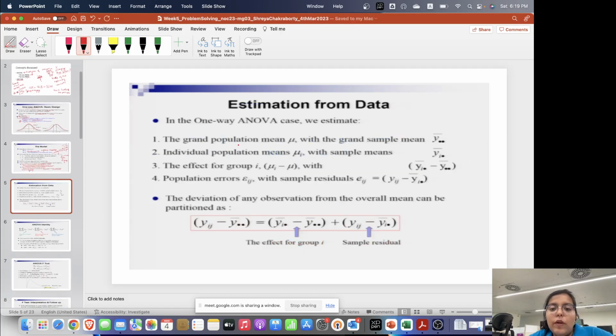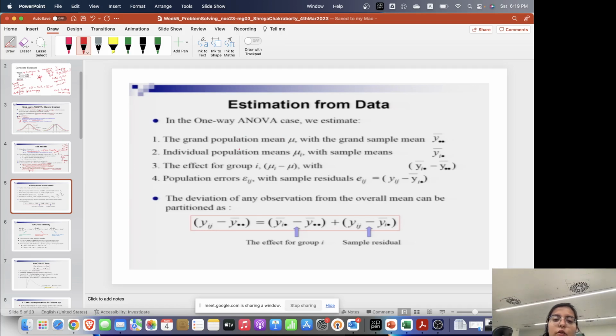So how will we go about the data? The first thing we have to do is that we have to estimate the grand population mean with the grand sample mean. So combining all groups together, we must have some sort of population mean that will be estimated by the combined sample mean. For each of the individual population means, we will use their corresponding sample means.